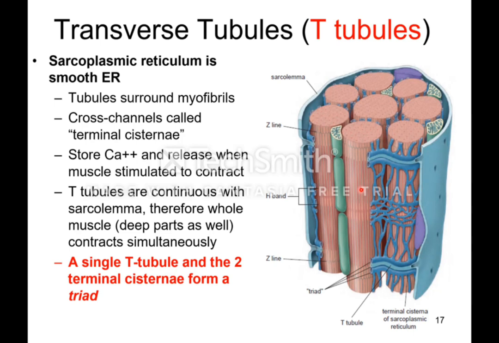What do these structures do in the cell? At first, one T-tubule plus two terminal cisterna that are close or near to the T-tubule form the triad structure, which includes a single T-tubule and two terminal cisterna. The triad is a special characteristic of the skeletal or striated muscle, not other types of muscle. But what do they do in the contraction?